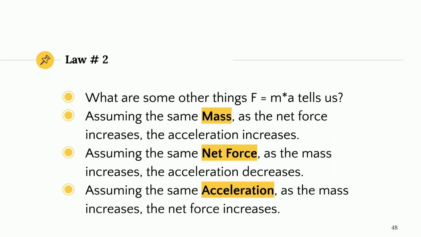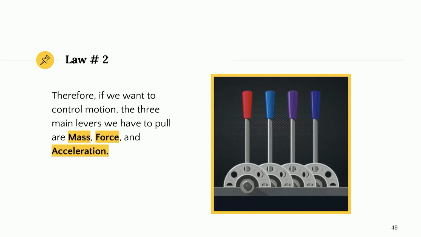If you're confused by that, just play around with moving the variables in the equation to see what happens when we keep one constant and increase one and decrease the other. Therefore, if we want to control motion, the three main levers we have to pull are mass, force, and acceleration. These are the three variables we use to control motion.